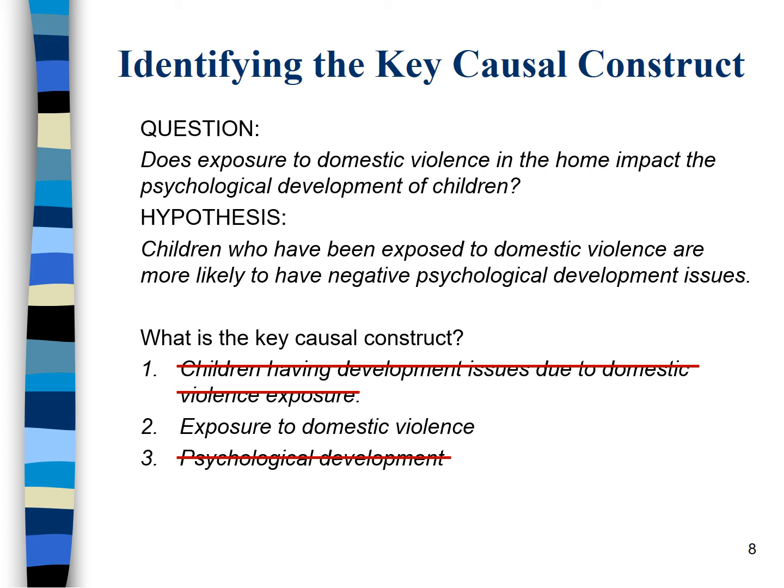Number 2 is the one I chose. You'll notice 4 words, a simple phrase, exposure to domestic violence, period. And you could even say domestic violence exposure and get rid of a word, right? A nice, concise phrase that gives you an idea of a concept, an abstract concept, which at its heart is a construct. Why did I get rid of number 1? Well, number 1 says children having development issues due to domestic violence. This right here is just another way of, first of all, it's wordy.